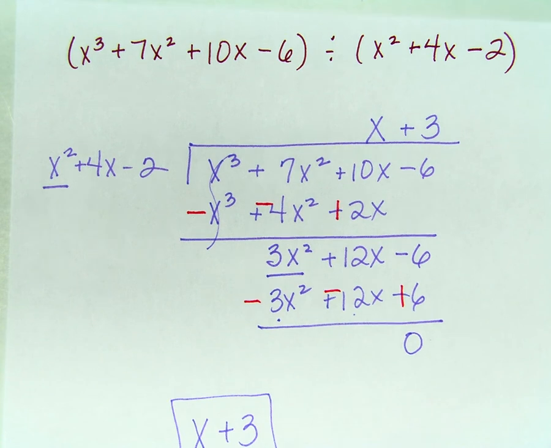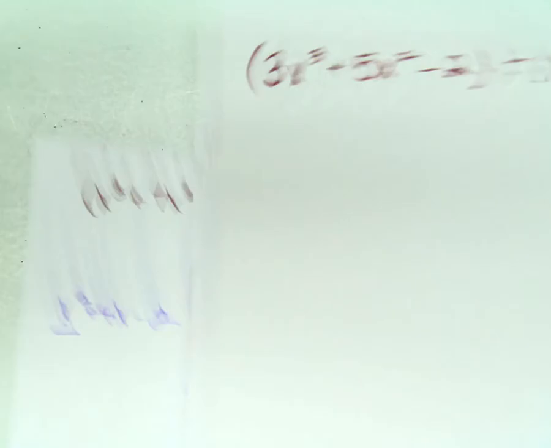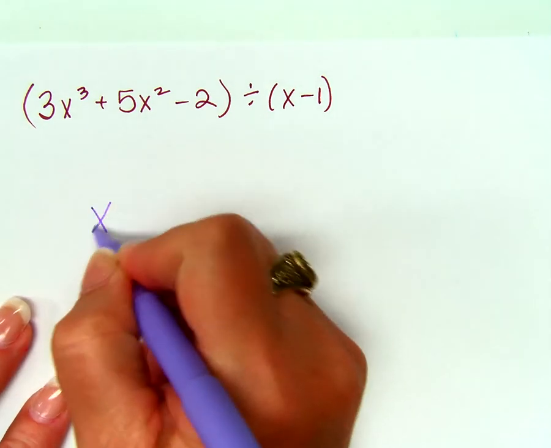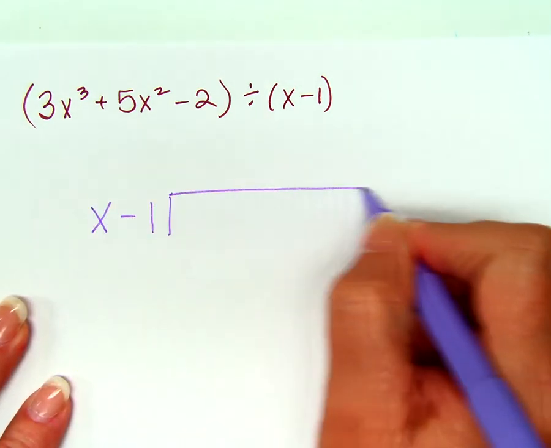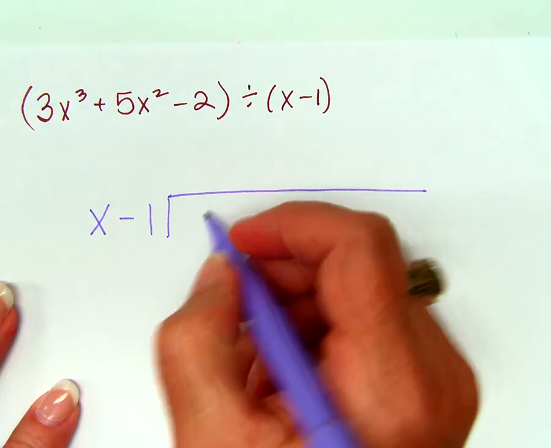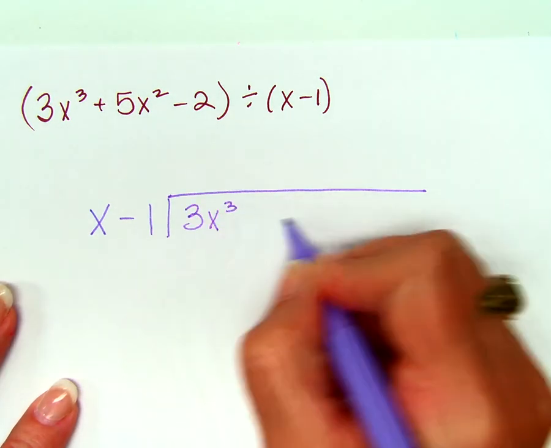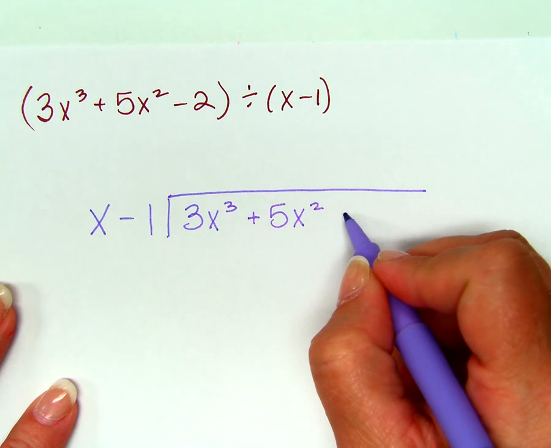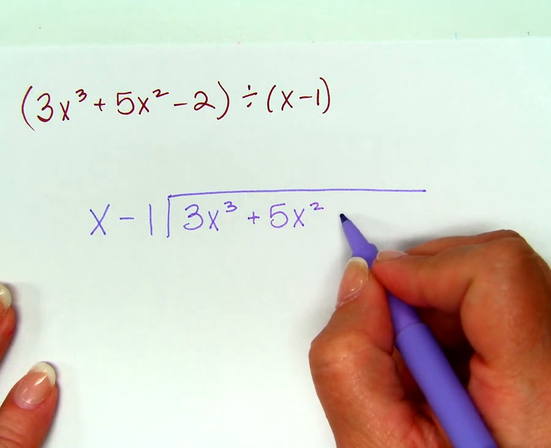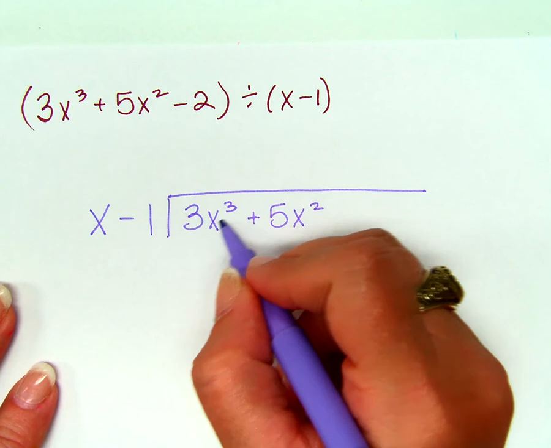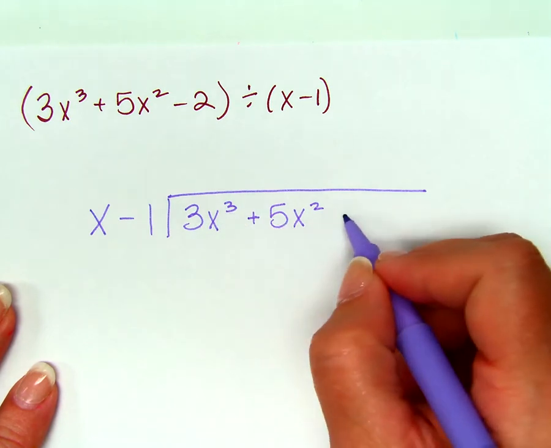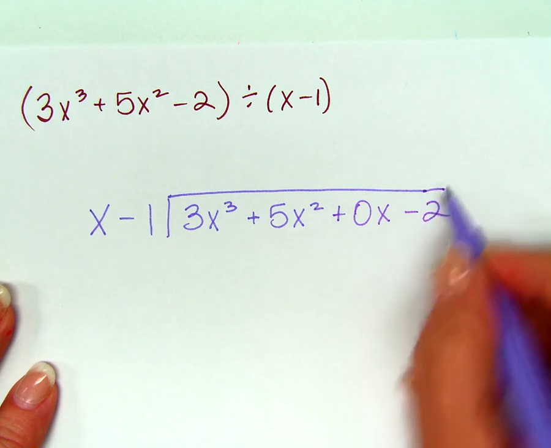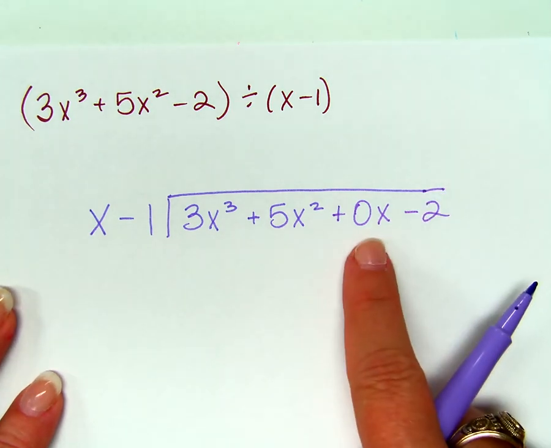All right, one more. That's even easier. Yeah, we have time. You ready? X minus 1 is my divisor. It goes on the outside. What's my dividend? 3x cubed plus 5x squared, 0x minus 2. We had to add a term in there, didn't we? It was missing an x term.